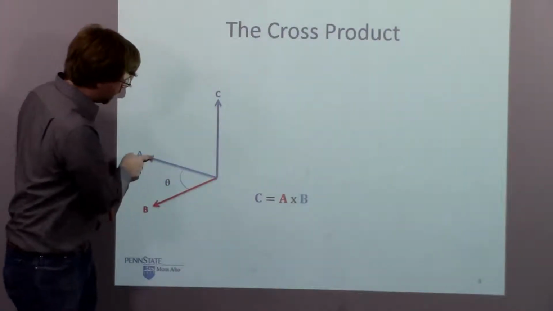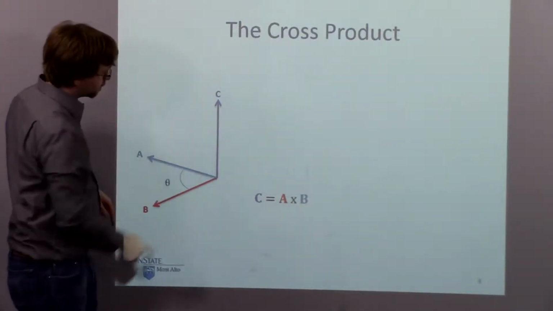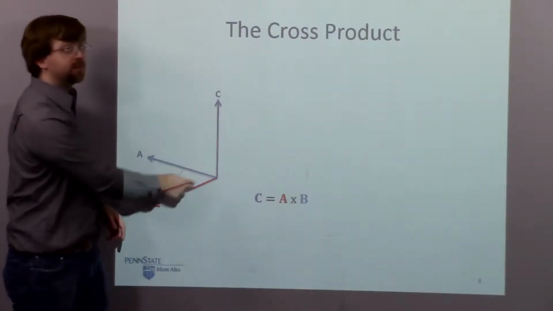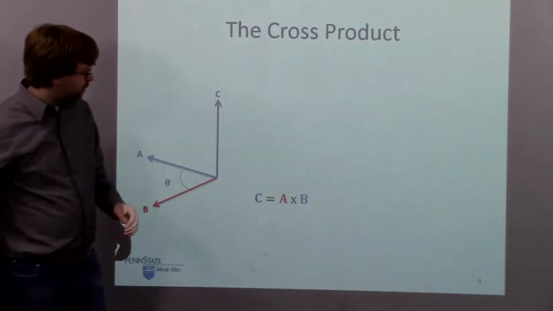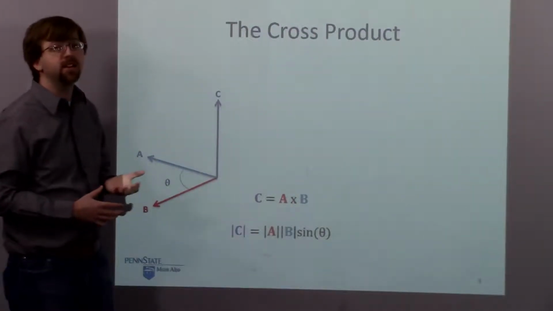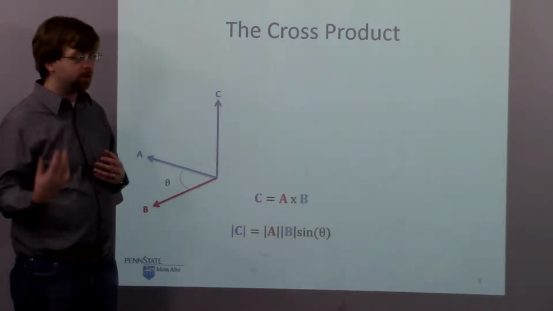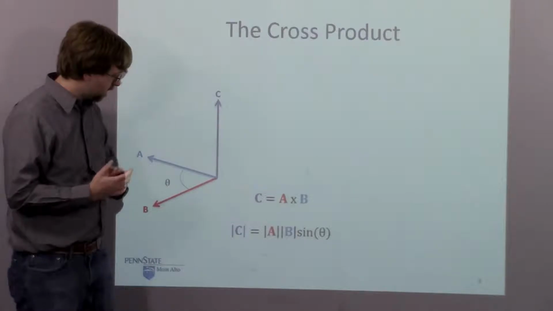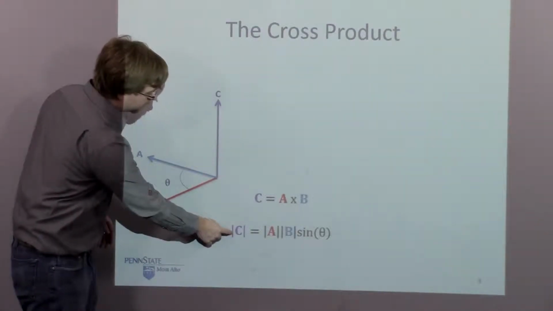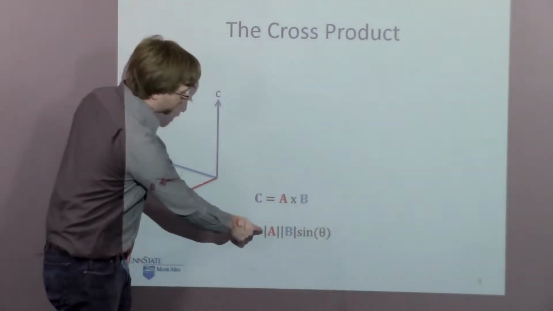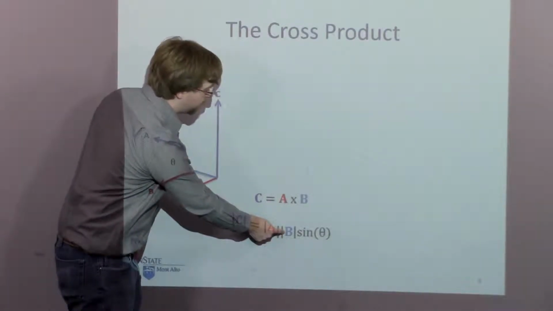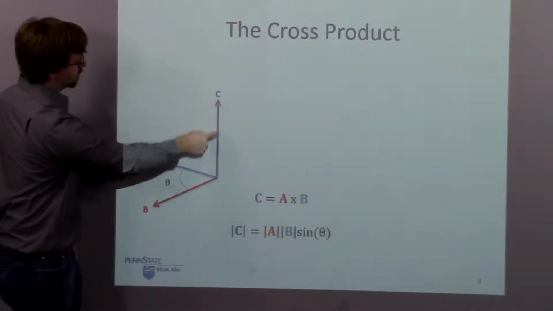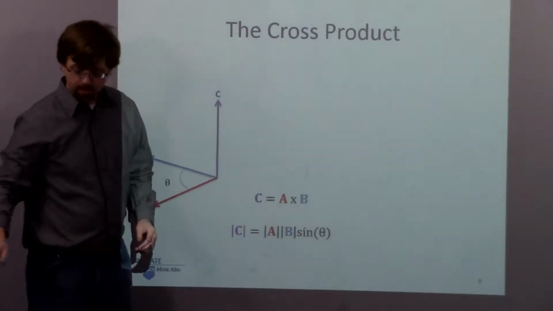Alright, so the cross product. Say I've got three vectors here: vector A, vector B, and vector C. A cross B is going to be this vector C. There are two things I need to know about this vector: the magnitude and the direction. The magnitude of the result C is going to be equal to the magnitude of A times the magnitude of B times the sine of the angle between them. That gives us the magnitude, or the length, of this vector.